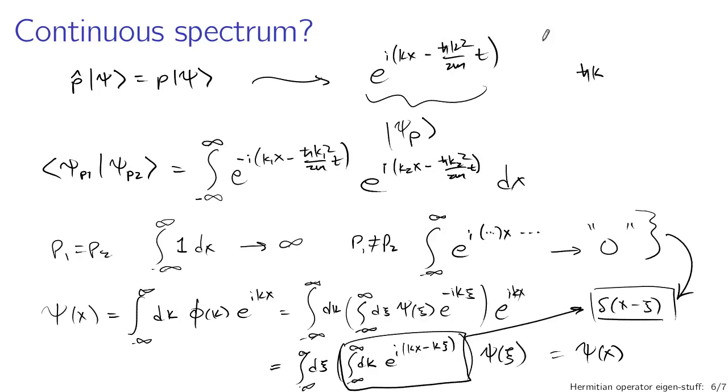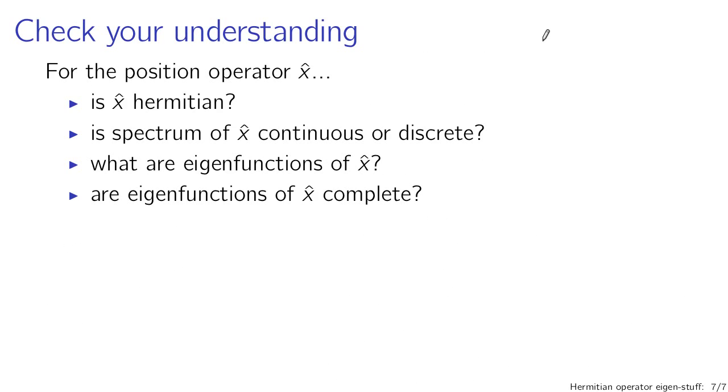That's about all that I want to say about these topics. To check your understanding, let's consider the position operator x hat. Is it Hermitian? What is the spectrum like? Is it continuous or discrete? What are the eigenfunctions of the operator x? And do those eigenfunctions form a complete basis? So think along those lines, and hopefully that will help solidify the mathematical formalism that we've been working with.